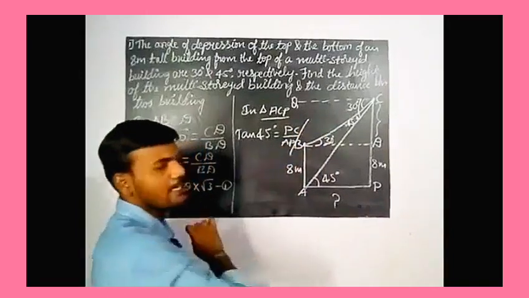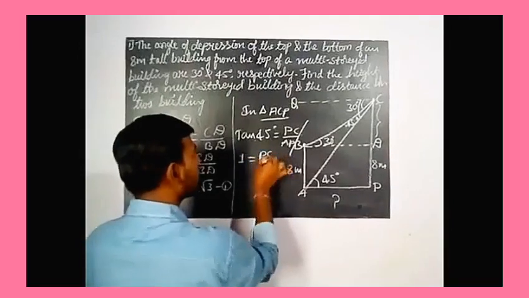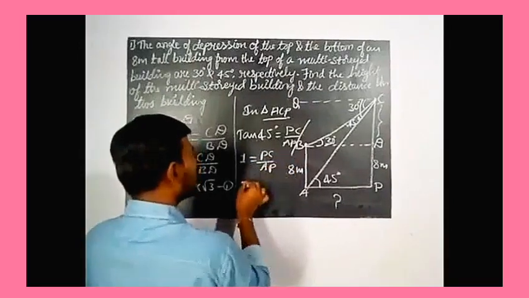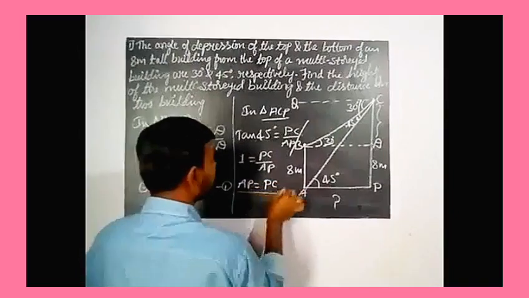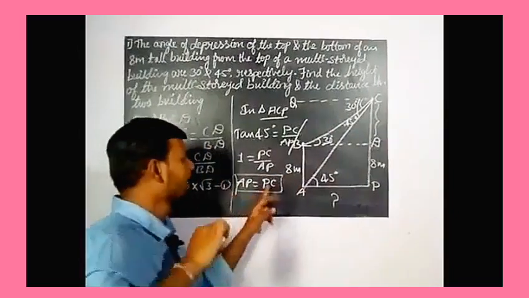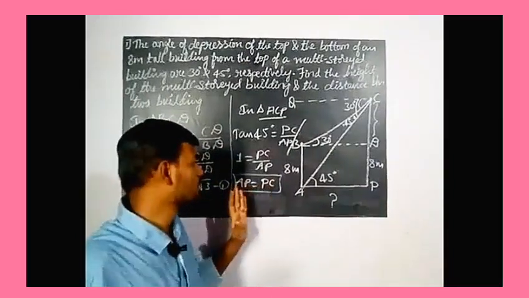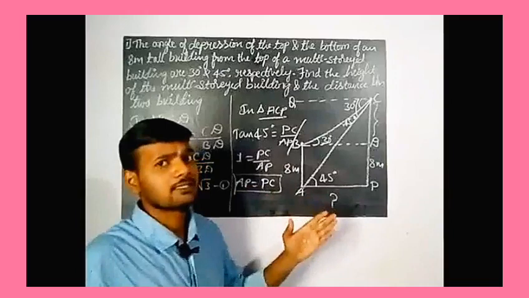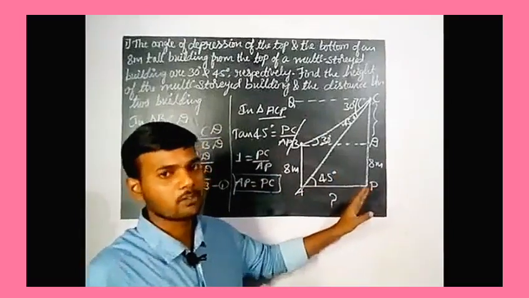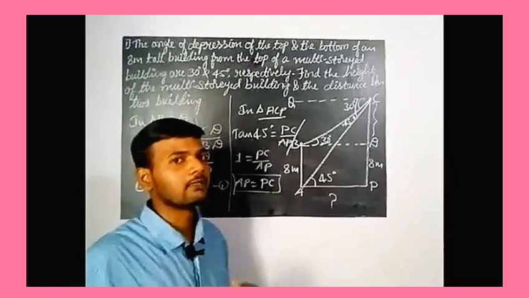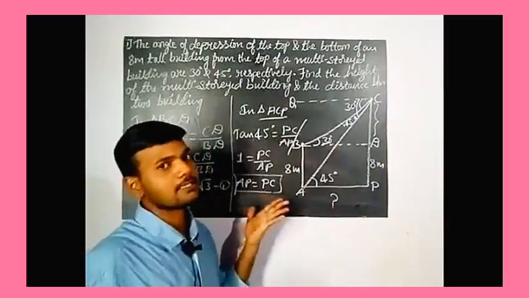Okay, PC by AP. Tan 45 is 1, which is equal to PC by AP. Then AP is equal to PC, right? That means the height of the multi-storied building is equal to the distance between the two buildings. Okay, a tall building and the multi-storied building, they are equal, height and the distance are equal. From this equation we found that height and distance are equal.